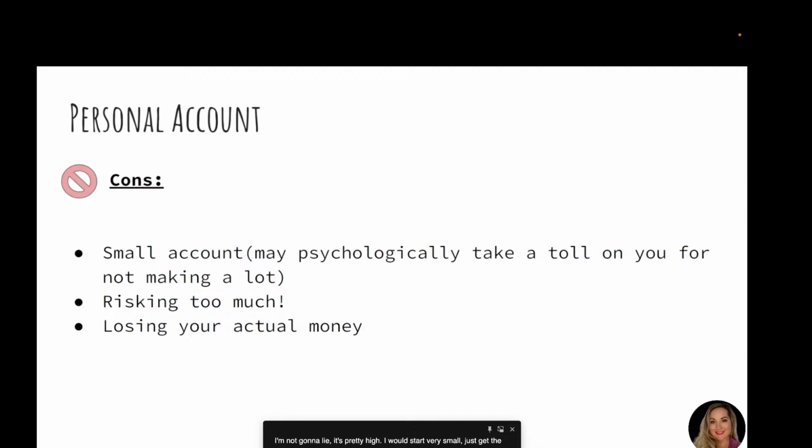In a personal account you do have the freedom to go pretty high risk, and the freedom to lose a lot of money. So that is the other con, that you will potentially risk way too much and lose that actual money. Whereas with a prop firm, there are drawdown rules where if you violate and you lose more than that percentage that they say that you're allowed to lose, you lose the account and that is it.